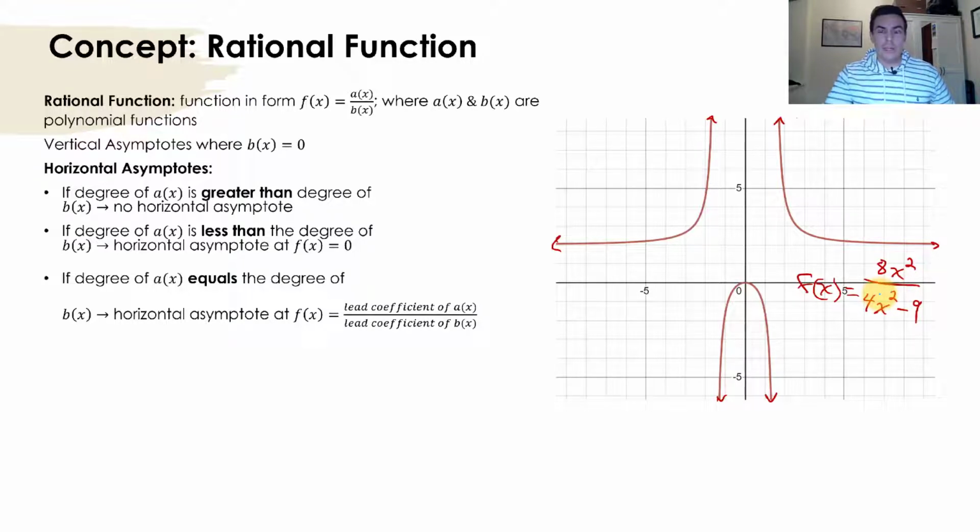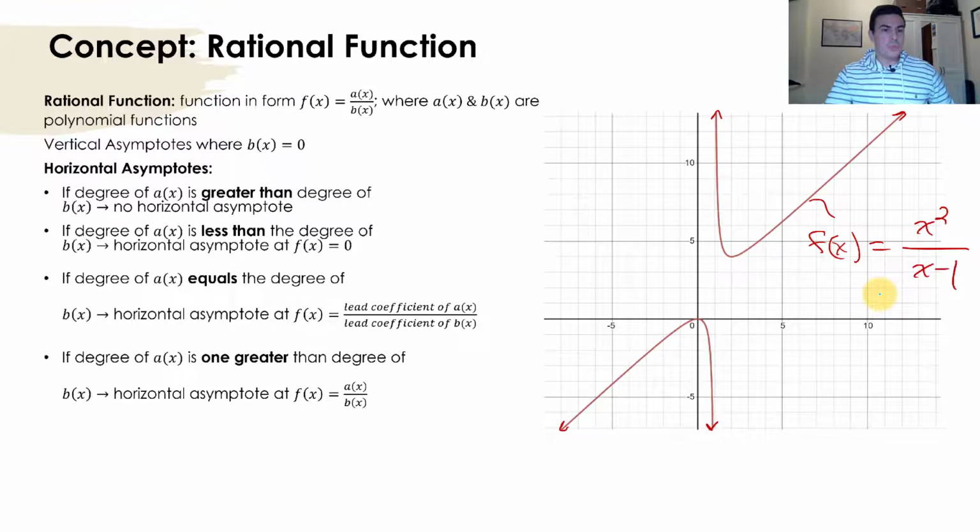Now, one last situation. If the degree of a, or my numerator, is exactly 1 greater than the degree of my denominator, then our asymptote is going to be the quotient of our function here. So it's going to actually be a(x) over b(x). Here I brought back up our x squared over x minus 1.